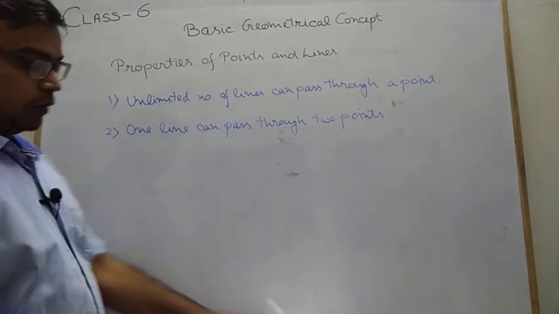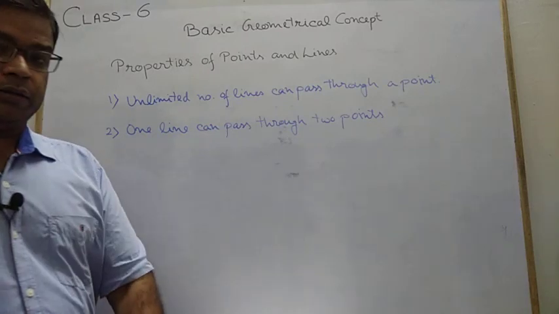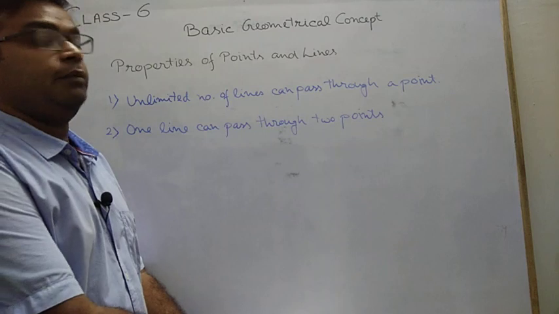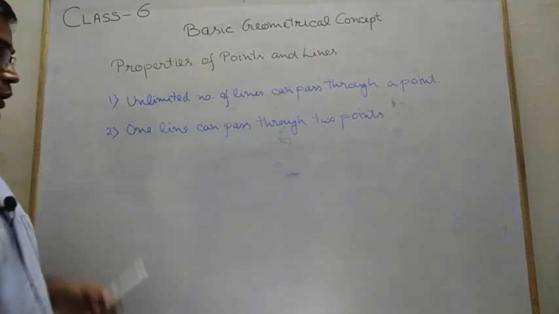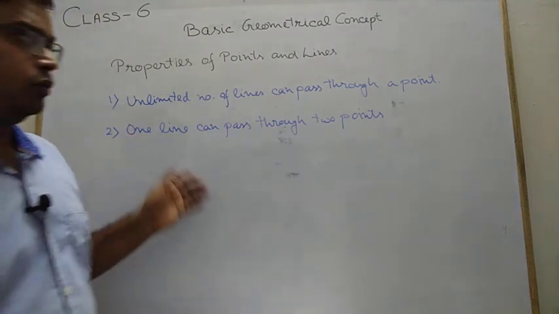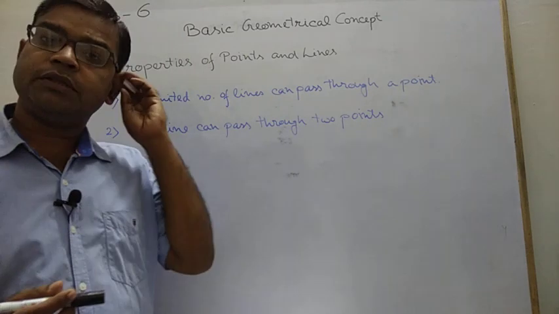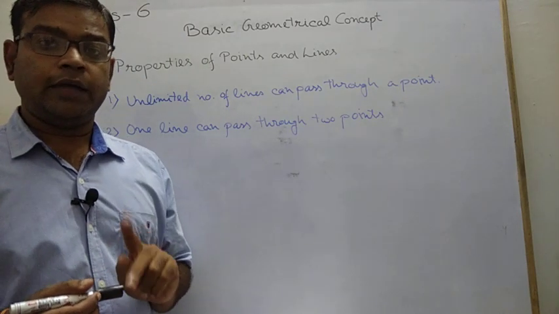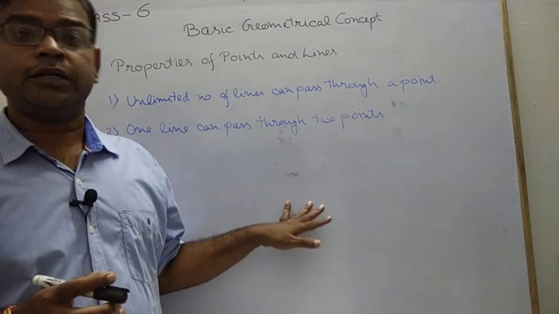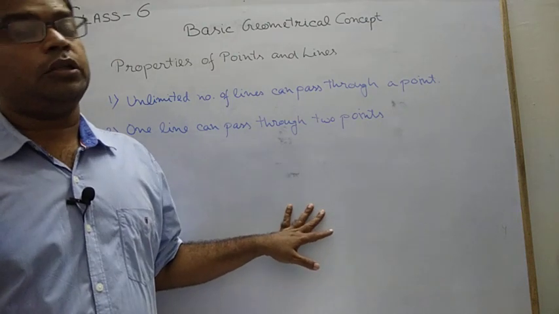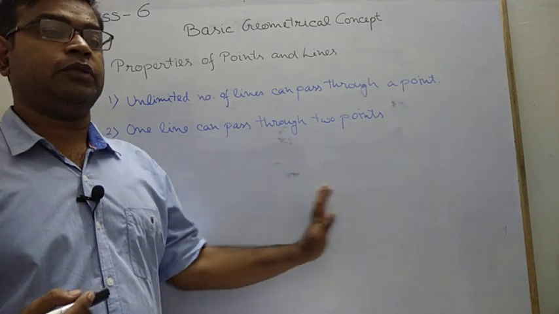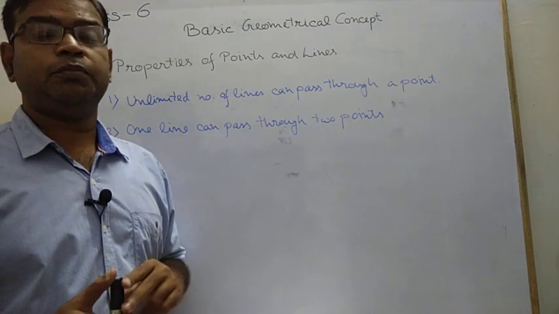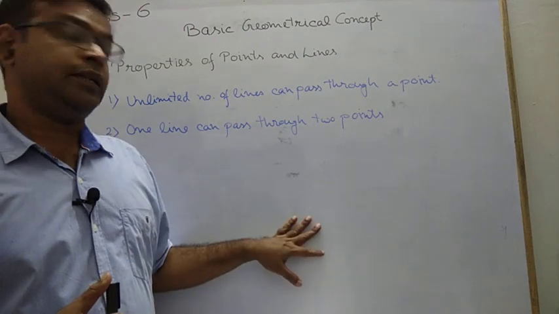Then we have some more properties. Two different lines in a plane either are parallel or intersect each other. I'm not going to write this one because it will take more time. Always remember that two lines in a plane either cut each other, intersect each other, or they are parallel. Apart from these two, there is no other relationship between two lines if they lie in the same plane.